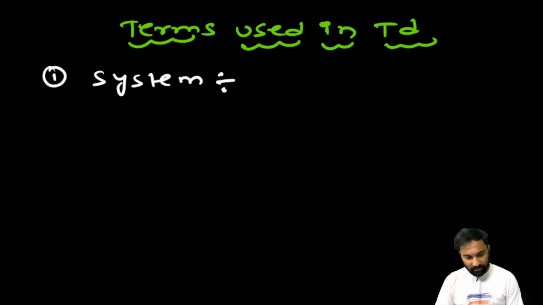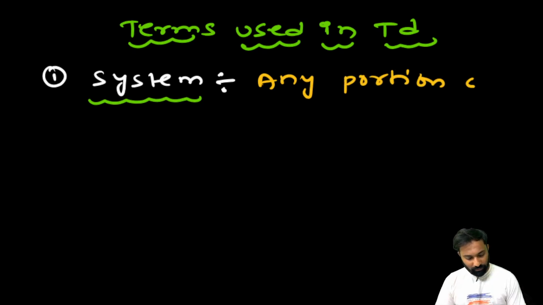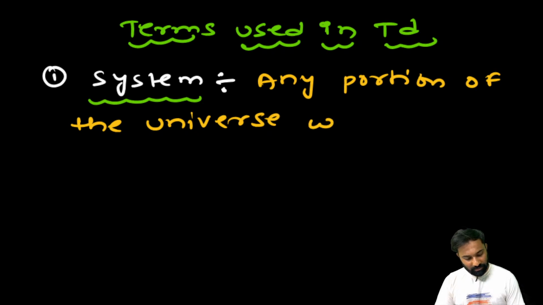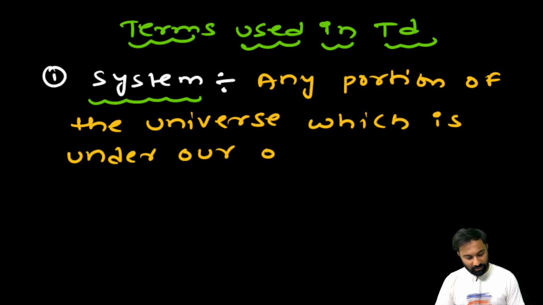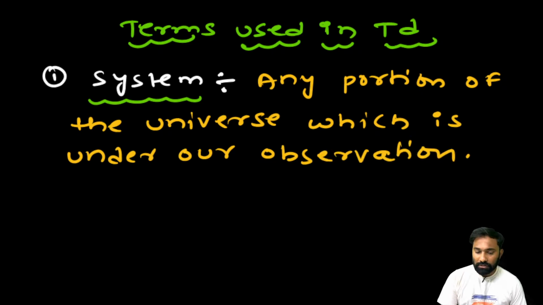Clear? Now, what is the meaning of system, surrounding and body? Yes, good. Now, first is the system. What is the meaning of the system? Any portion of the universe which is under our observation. Clear?